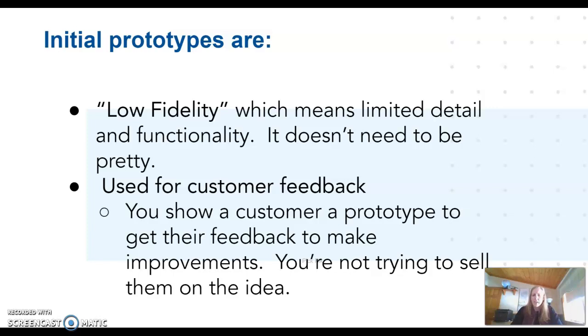Remember, you're not trying to sell them on this idea. We need to not be emotionally invested in our prototypes because we know they're not going to be quite right. The important thing is to get the feedback. So don't defend your prototype. Don't sell your prototype to the customer. Just let them interact with it and make a lot of notes on their comments.